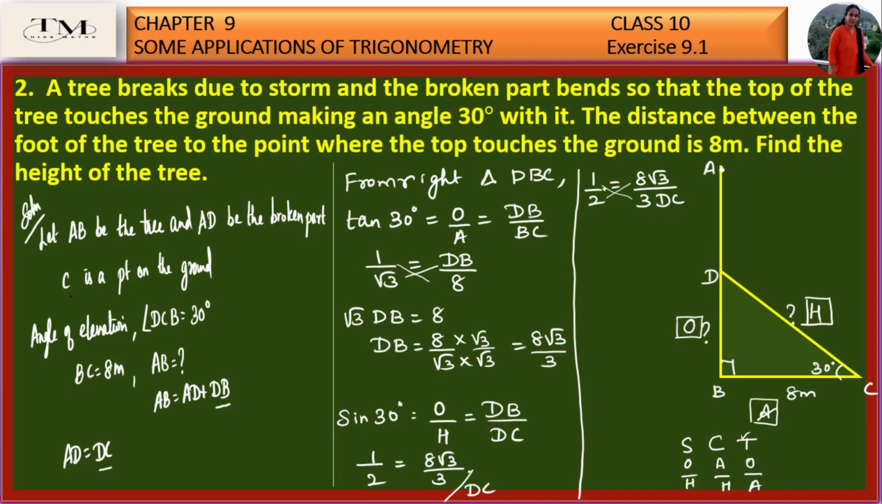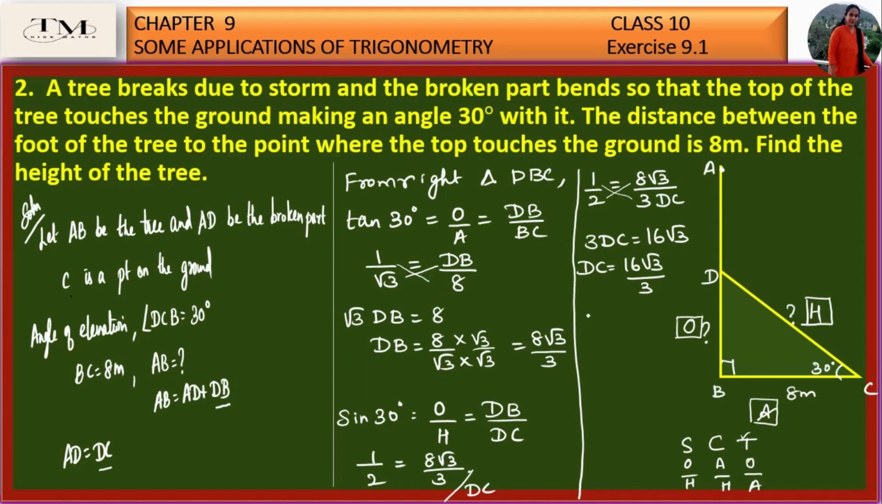Now cross multiply. So 3 into DC equal to 2 into 8 which is 16 root 3. Now DC will be equal to 16 root 3 divided by 3. We found out DC as well as DB.